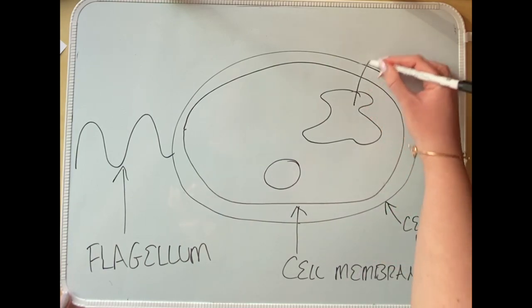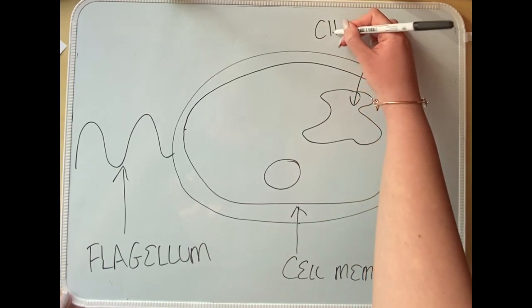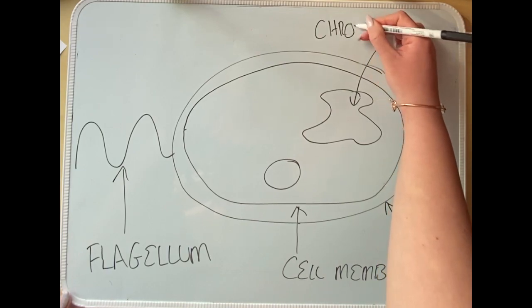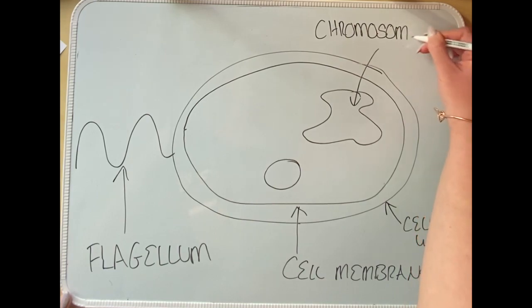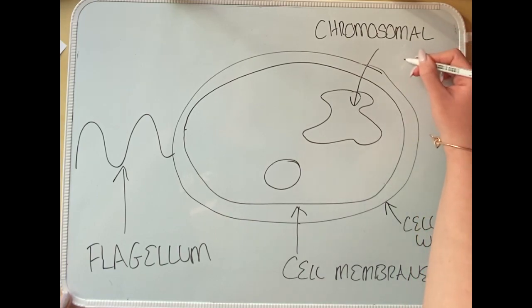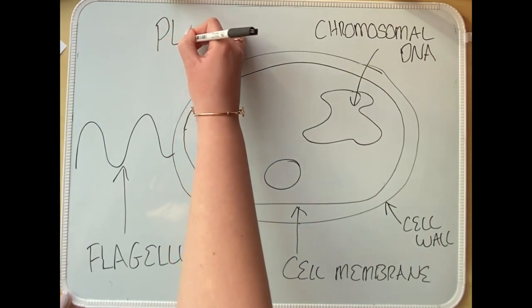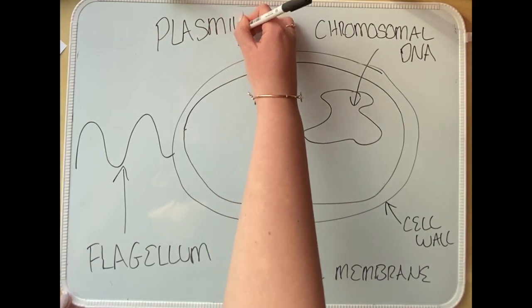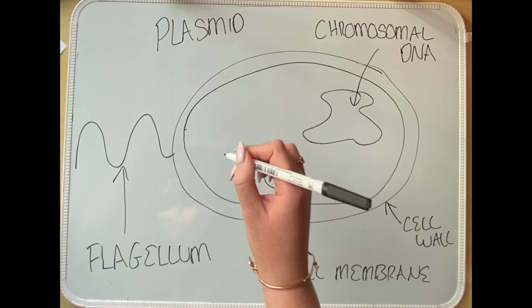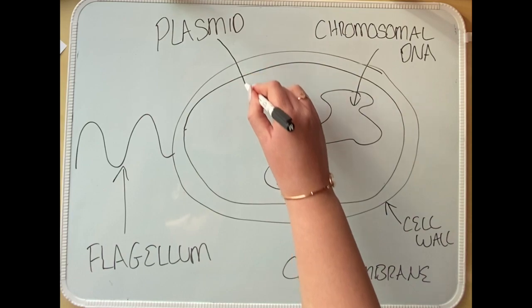The next organelle we are going to discuss is chromosomal DNA. This is similar to the nucleus, however, in this case, the DNA is free to float around the cytoplasm and is not contained in a nucleus. This is normally represented as a squiggly circle. The next organelle is a plasmid. Plasmids also contain DNA, however, plasmids are quite special as they can move from one bacterial cell to another bacterial cell. Plasmids are represented by small circles.